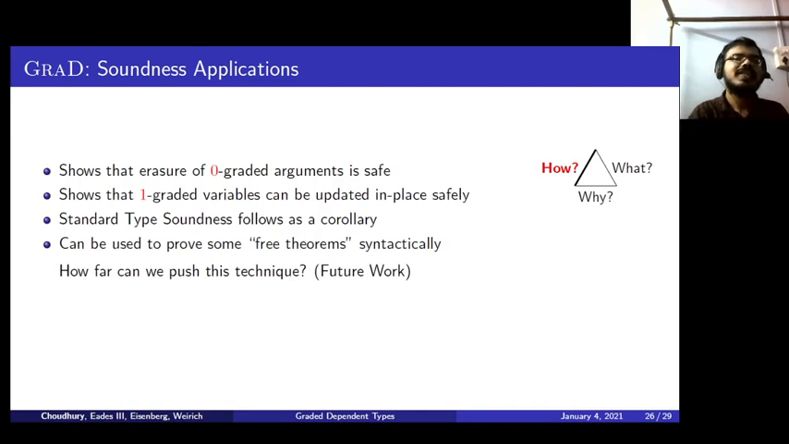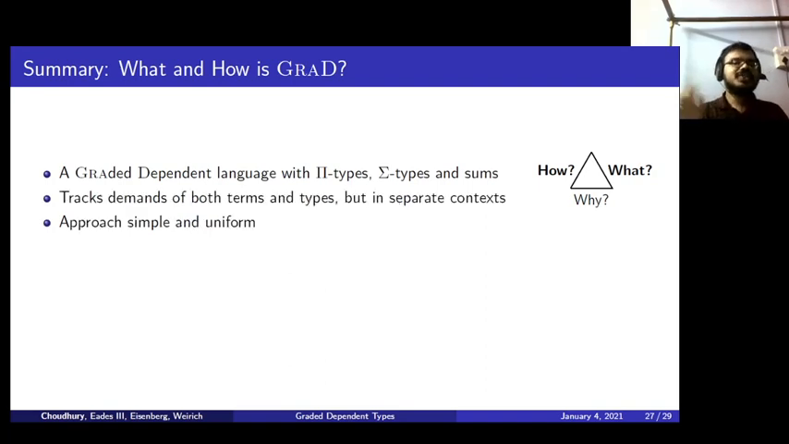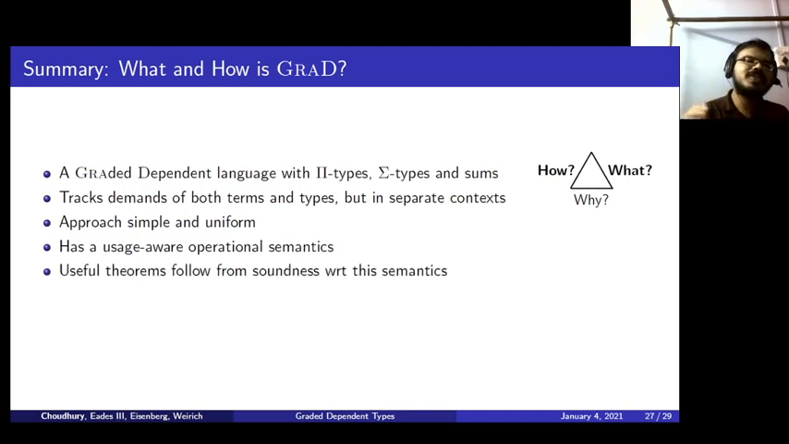Now that we have seen the why, what and how of our paper, let's summarize. So what did we do? We designed a language GRAD that has pi types, sigma types and sums. It tracks demands of both terms and types, but in separate contexts. The approach is simple and uniform. It has a usage-aware operational semantics. Do useful theorems follow from soundness with respect to this semantics? So this is the why, what and how.